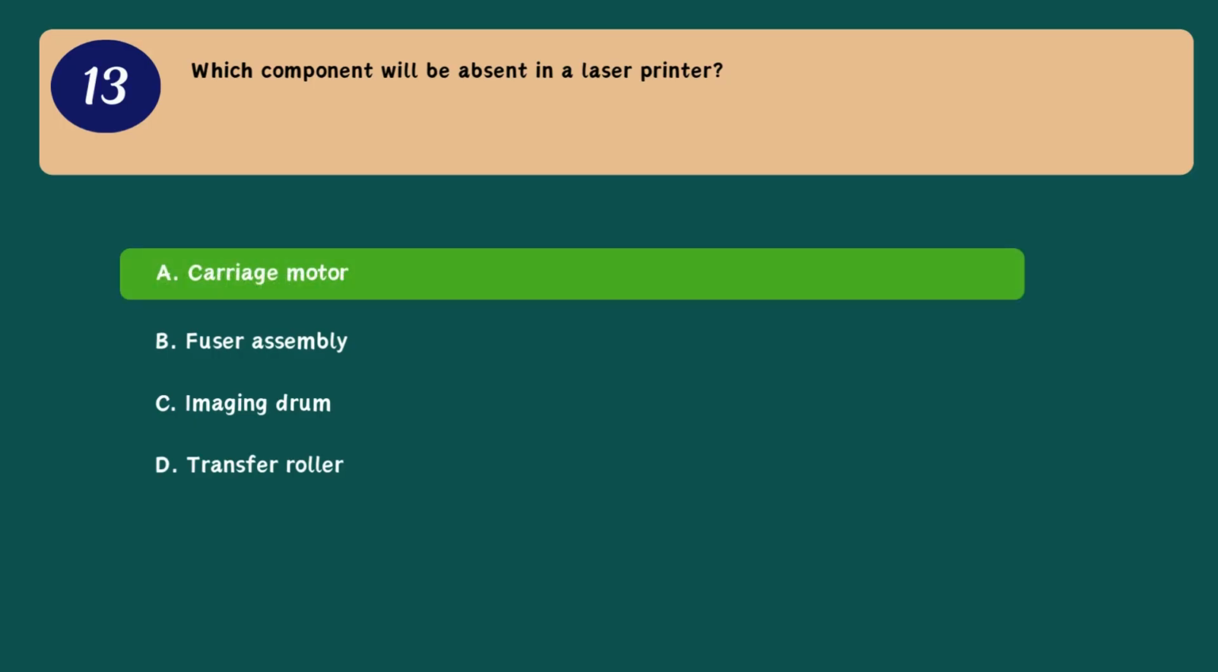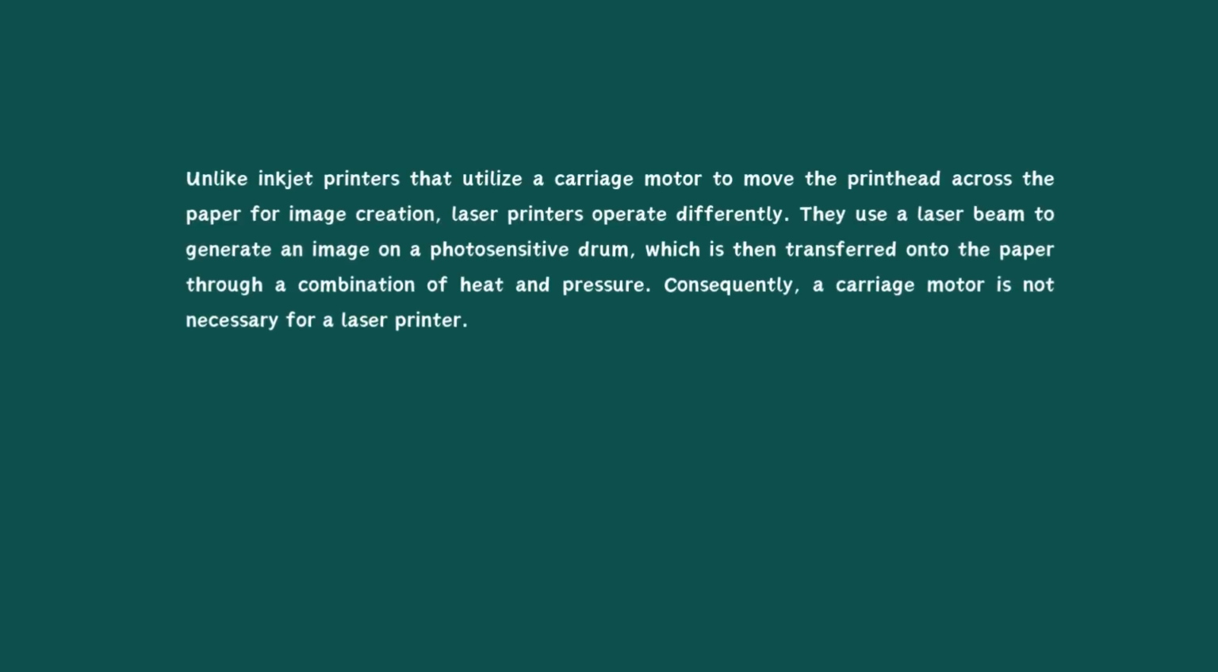Correct answer. A. Carriage motor. Unlike inkjet printers that utilize a carriage motor to move the printhead across the paper for image creation, laser printers operate differently. They use a laser beam to generate an image on a photosensitive drum, which is then transferred onto the paper through a combination of heat and pressure. Consequently, a carriage motor is not necessary for a laser printer.